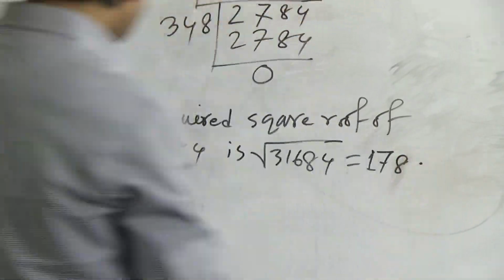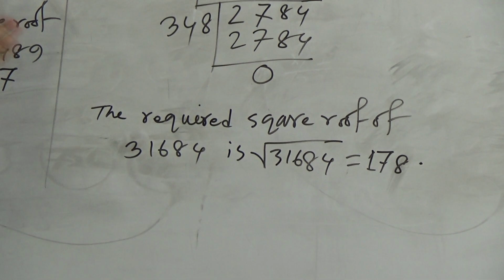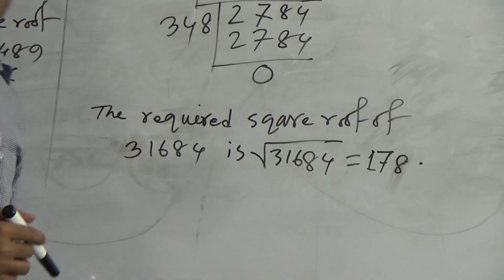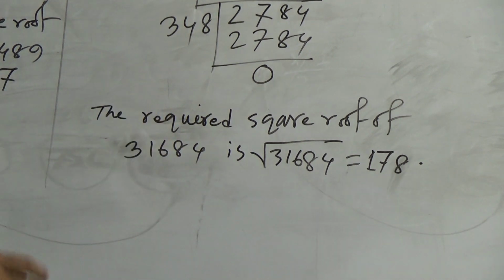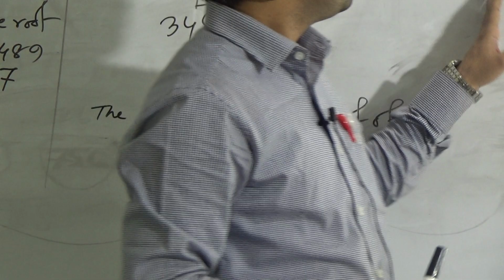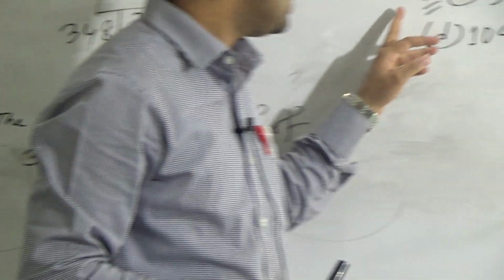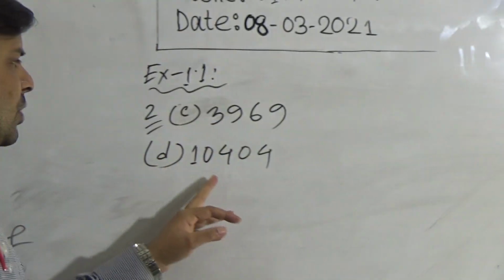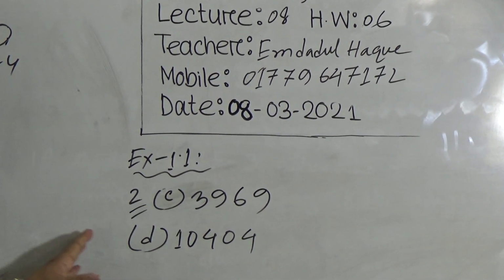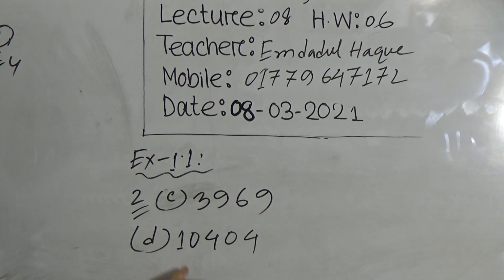Dear students, I hope you have understood how to determine the square root by the division method. This method is known as the division method. Depending on today's lecture, two questions are given from exercise 1.1, activity 2, question C and question D. You will determine the square root of these two numbers.